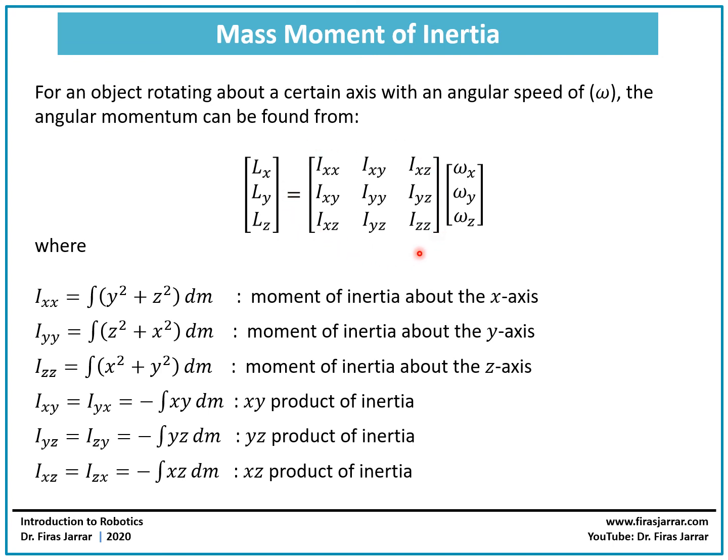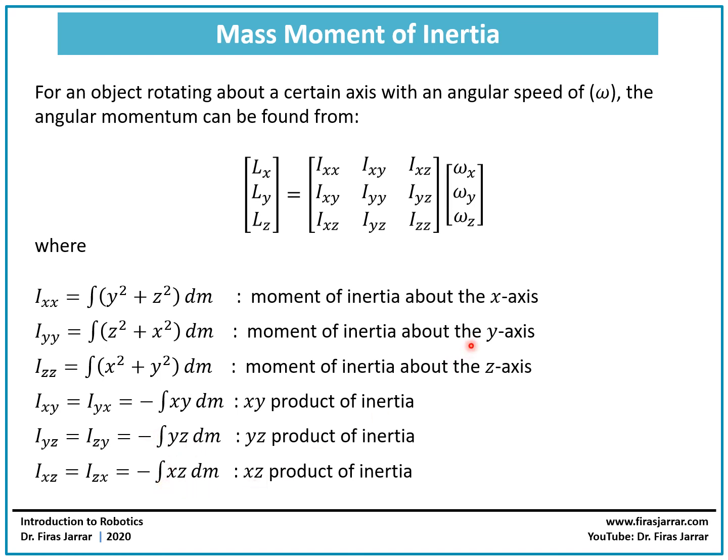This is going to be a symmetric matrix, and you can see that we have Ixx, Iyy, Izz. These are basically the mass moments of inertia about the x, y, and z axes. But we also have Ixy, Ixz, and Iyz. These are called products of inertia. The formulas for these are found here, without derivation, of course.